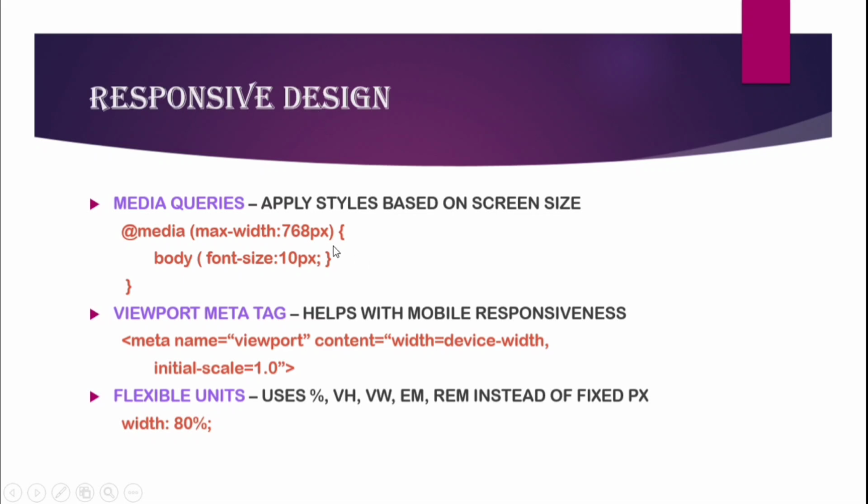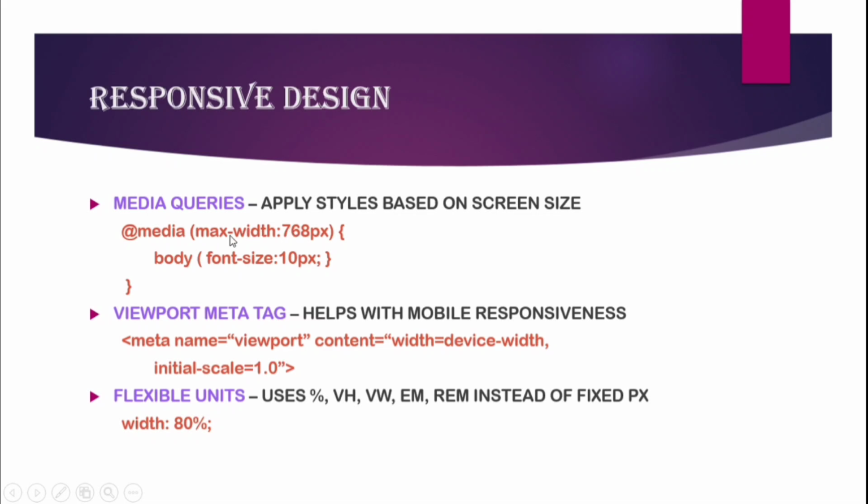Okay, here this is the syntax: @media, and we have to mention the maximum width. So max-width 768 pixels means this is the screen size that you are mentioning. For whatever devices have a maximum width of 768 pixels, for those below devices only, body font-size equal to 10 pixels will be applied. Above devices it will not be applied. This is how you can mention maximum width, or you can also mention minimum width.